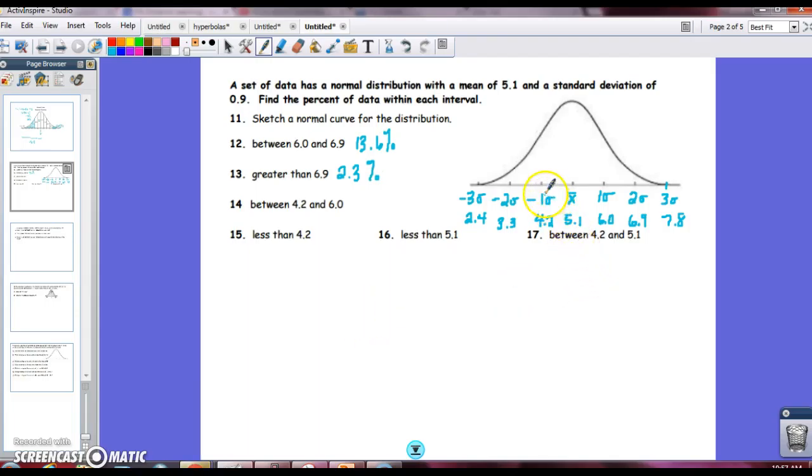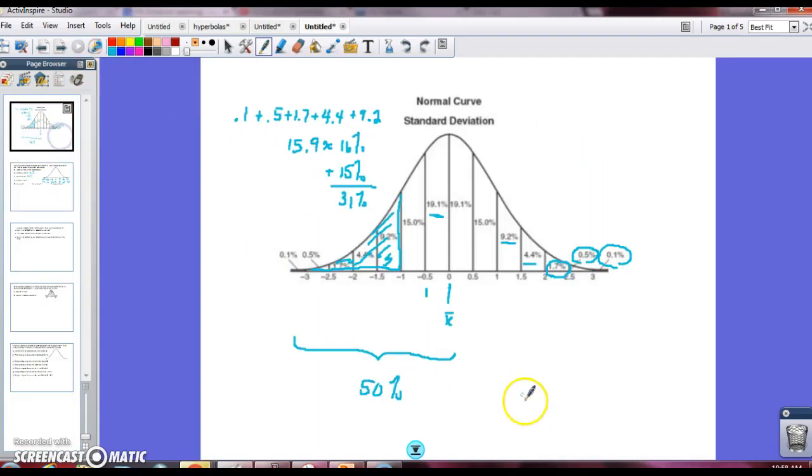Between 4.2 and 6.0, that is within 1 standard deviation of the mean on either side. We talked about that yesterday. If you are within 1 standard deviation of the mean, you're adding up these 4 values. That adds up to 68.2%.